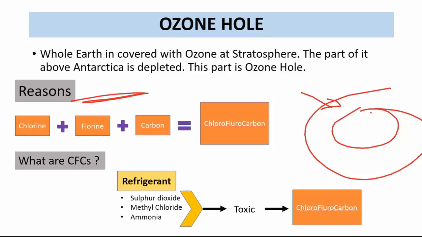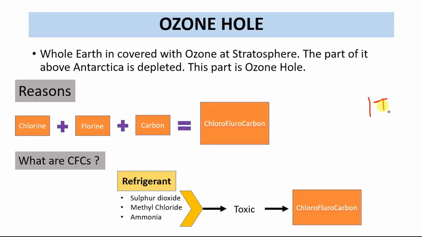The first reason for this depletion is chlorofluorocarbons. That is chlorine plus fluorine plus carbon. That makes chlorofluorocarbons, usually known as CFCs, an important source of destruction of ozone layer. Let us understand what are CFCs, why they were actually introduced. First we'll know why they were actually introduced, then we'll understand how it is affecting the ozone.